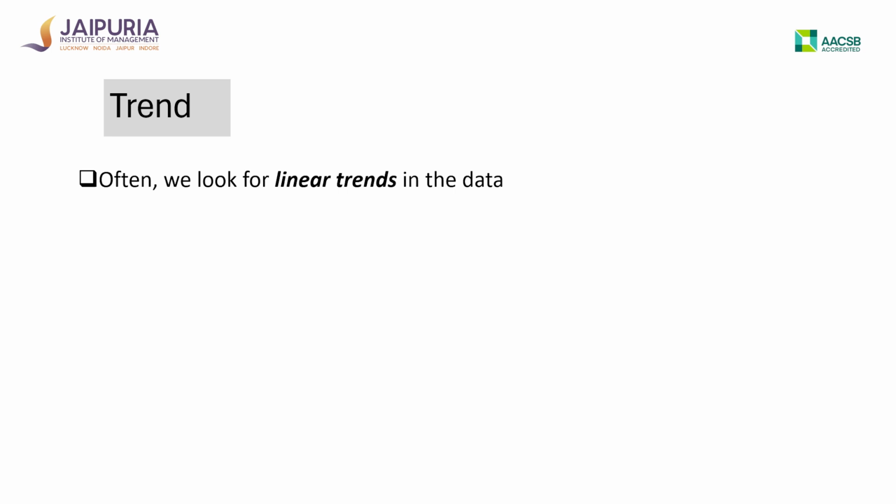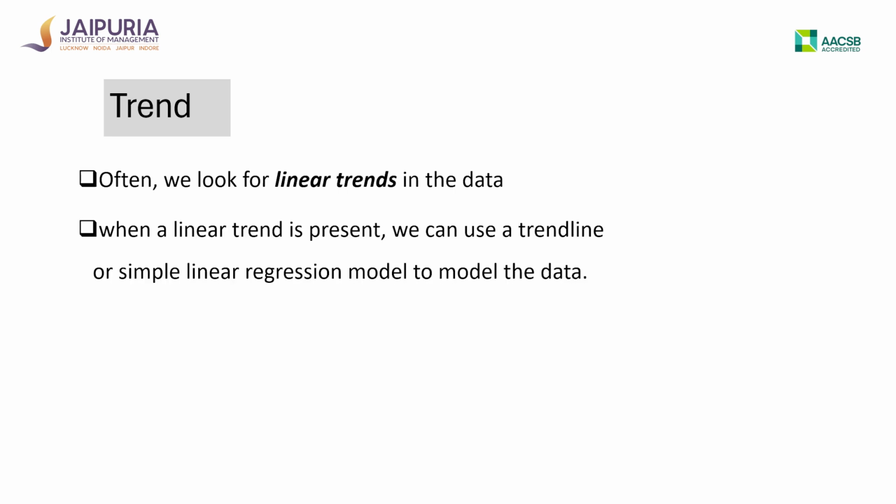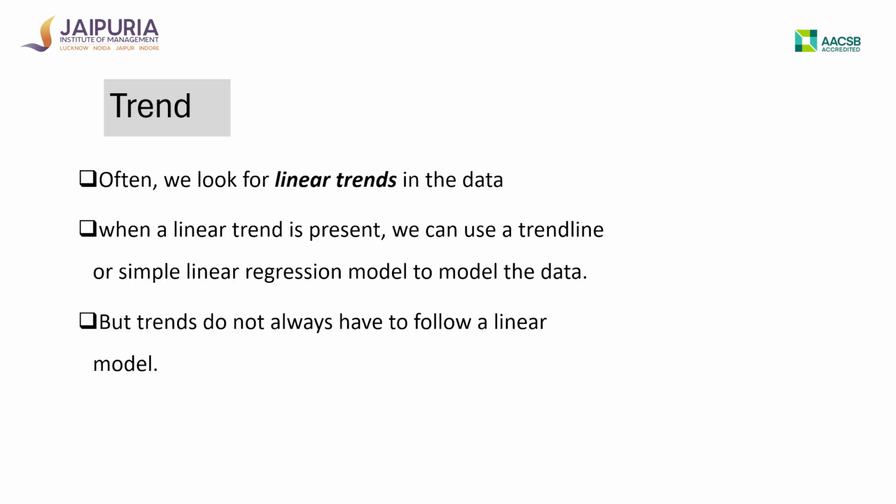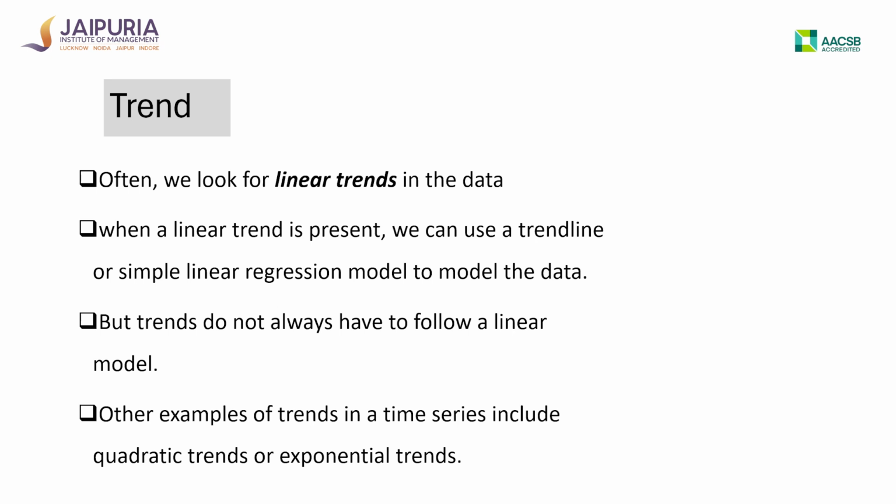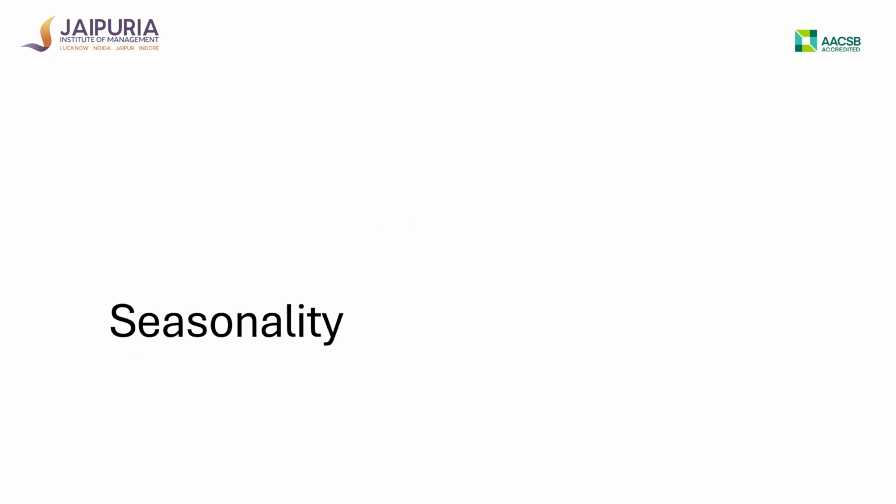Often we look for linear trends in the data. When a linear trend is present, we can use a trend line or simple linear regression model to model the data. But trends do not always have to follow a linear model. In some examples, we can have trends which are quadratic or exponential, though in our lectures, we will limit it to linear trends.